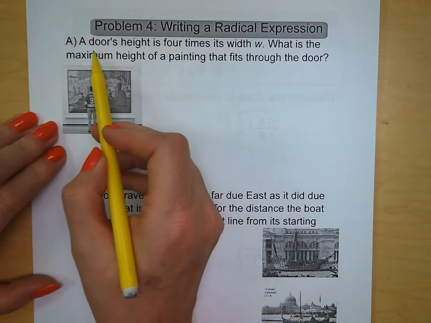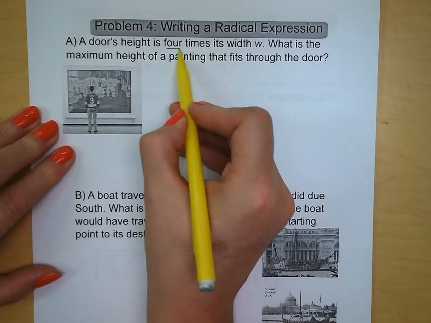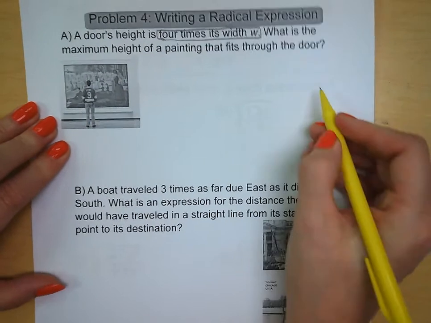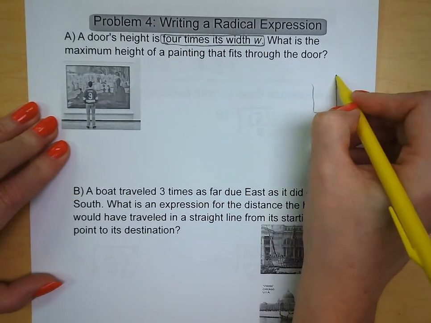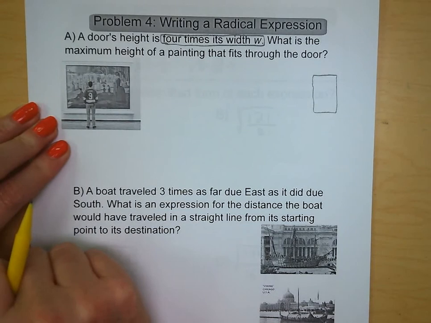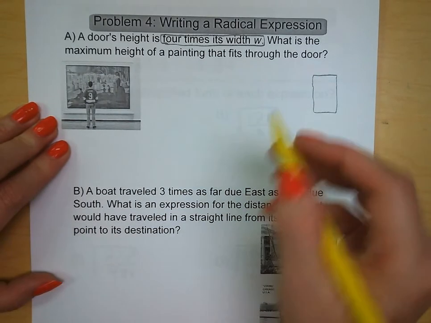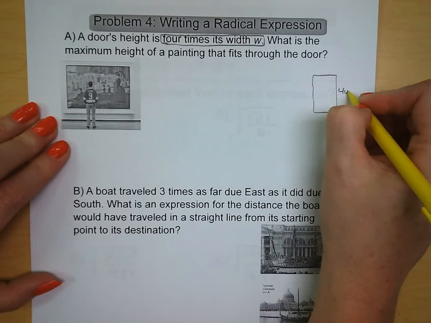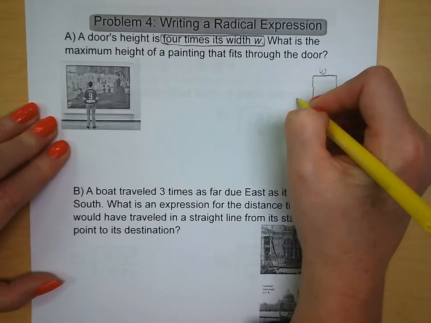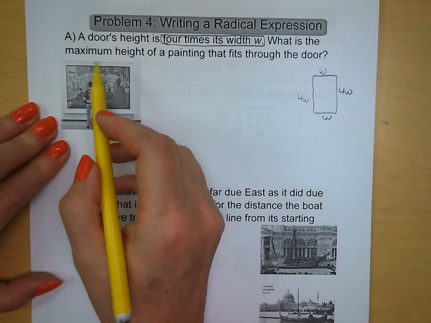So we've got a door's height is 4 times its width, W. And we want to know what is the maximum height of a painting that will fit through that doorway. So let's always start when we have a word problem by drawing a picture. So we have our doorway, and the height is 4 times its width. So the height is 4W, the width is W. And we want to know the height of a painting that's going to fit through that doorway.